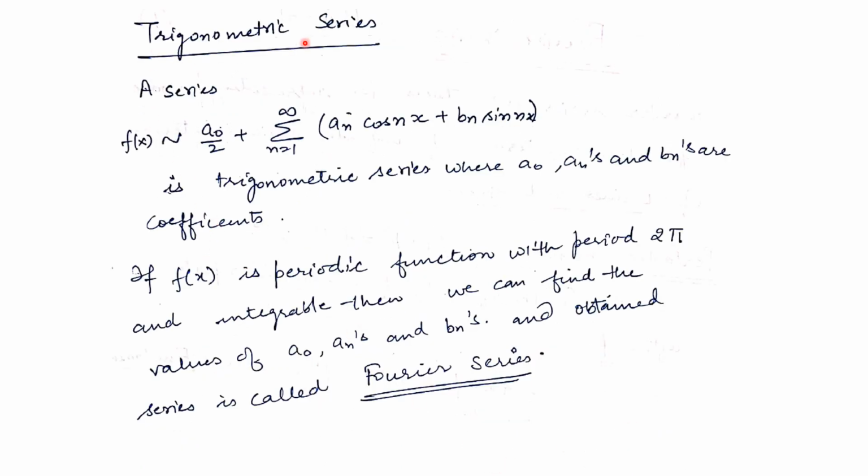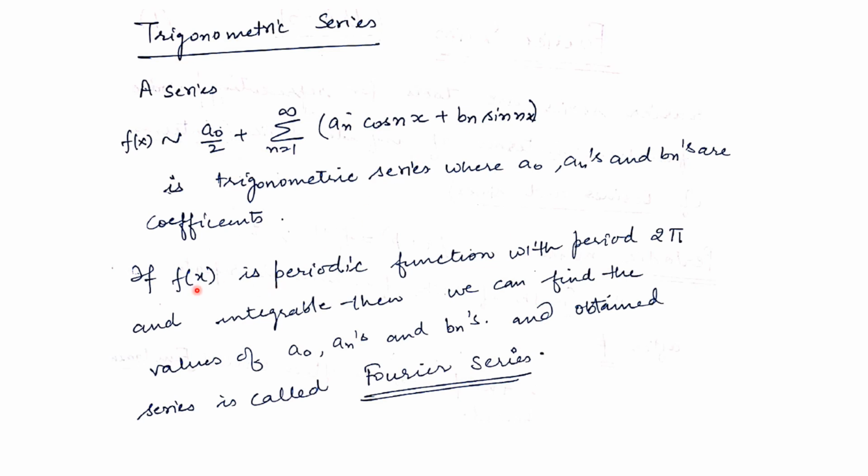Now what is a trigonometric series? Any series of the form a0 by 2 plus summation n varying from 1 to infinity of an cos nx plus bn sin nx is called a trigonometric series, where a0, an's, bn's are the coefficients. They may be constants, right? So this is a trigonometric series. Any series in terms of sines and cosines is a trigonometric series.